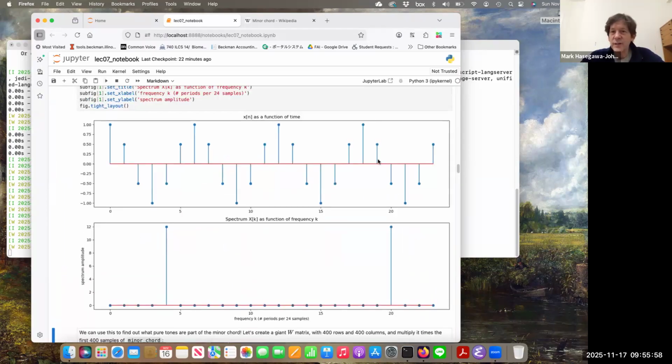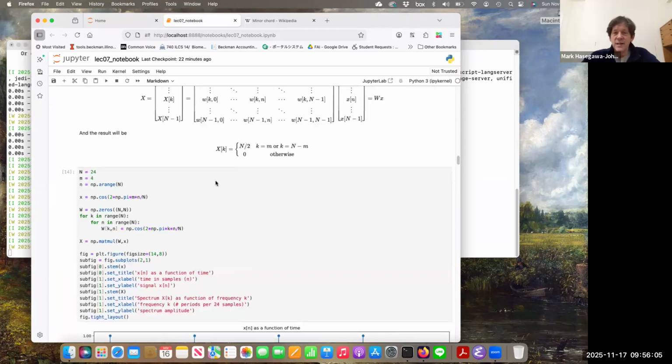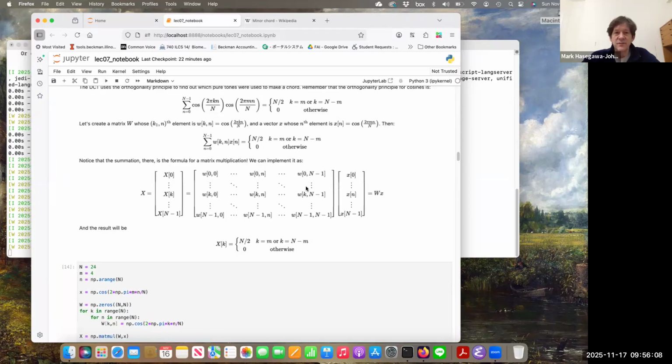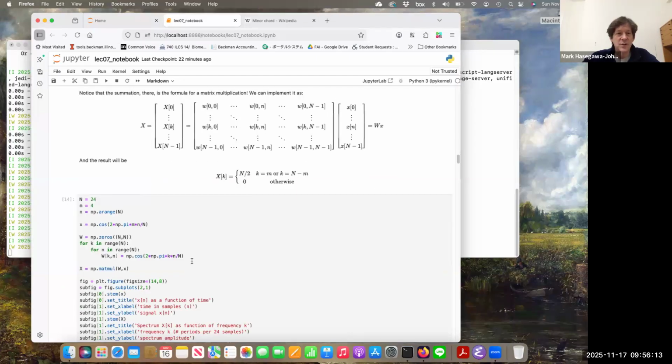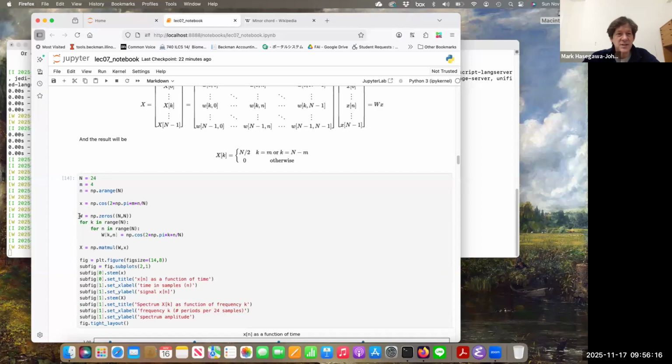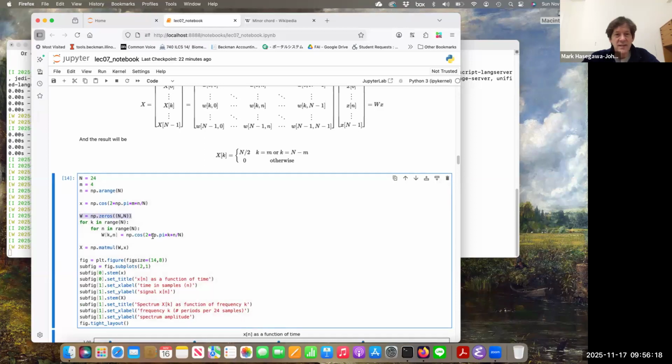You can see it has 4 complete periods in these 24 samples. And now we'll take that signal and we'll multiply it by a matrix W, such that the 0th row has 0 hertz, the first row has 1 hertz, the second row has 2 hertz, and so on. You can see here, W is zeros n by n, and then W of k comma n is the cosine of 2 pi times k times n over capital N. So k is the row number, n is the column number, k is the frequency measured in periods per 24 samples, and little n is the sample index.